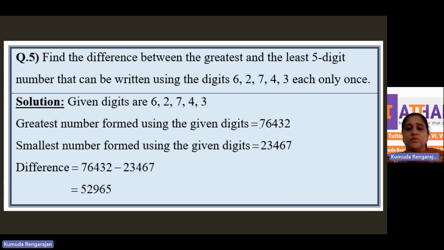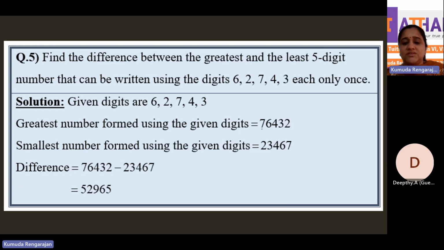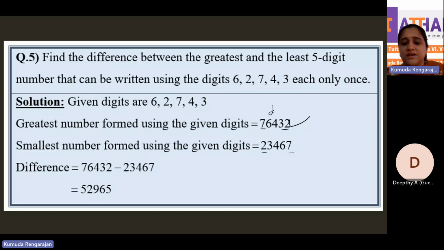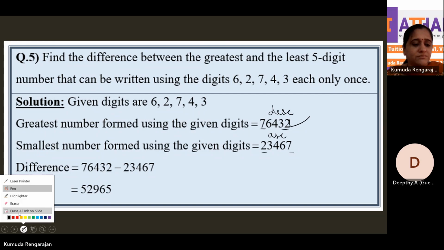Right? So you know how to do it, right? Arrange the digits from big to small, that is the biggest number, and small to big, that is, descending order to ascending order. Correct? You know that, right? All of you?